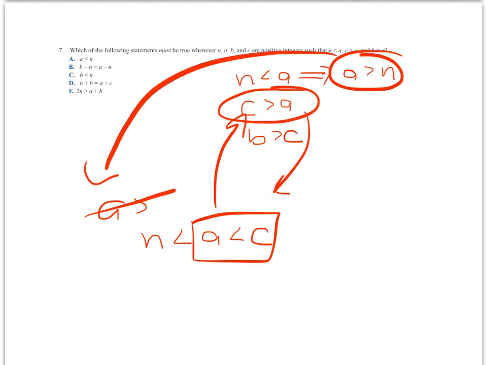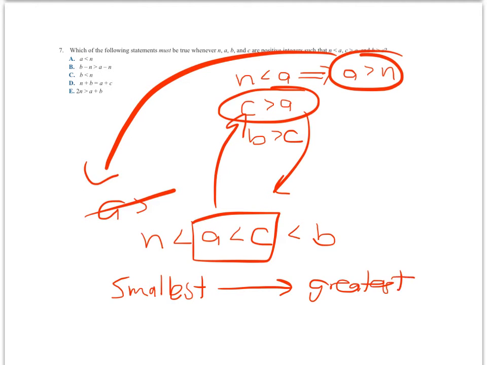I apologize for this problem. And then the next one says B is bigger than C, or you could say C is less than B. So we could write that like so. So looking at this, we are going from smallest to greatest as we go left to right. B is bigger than C is bigger than A is bigger than N.